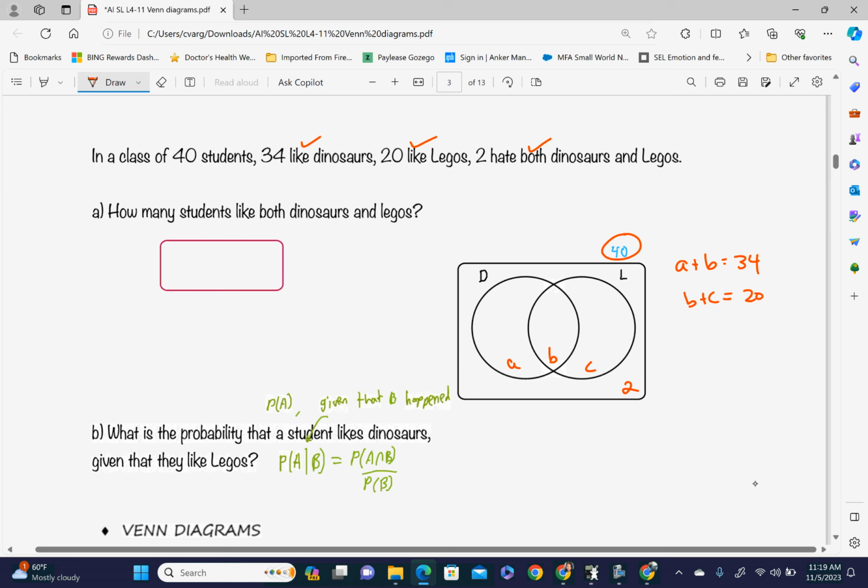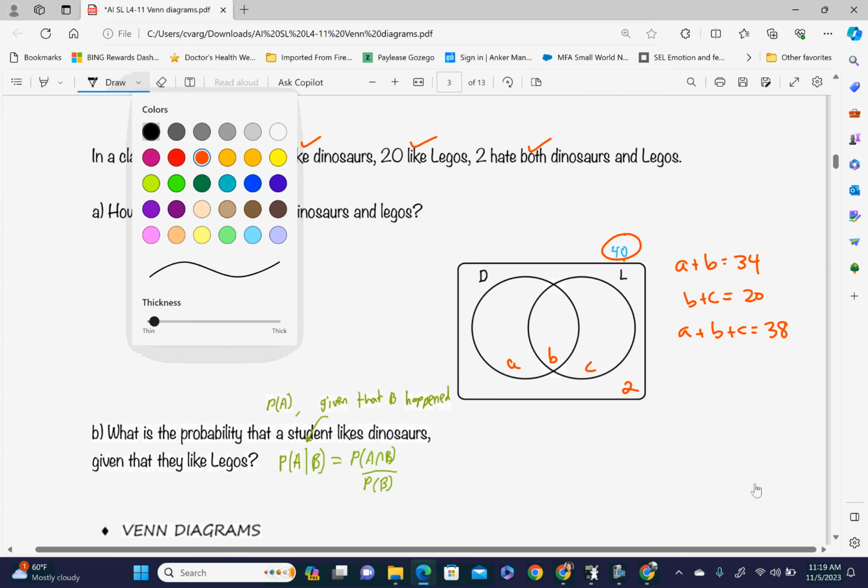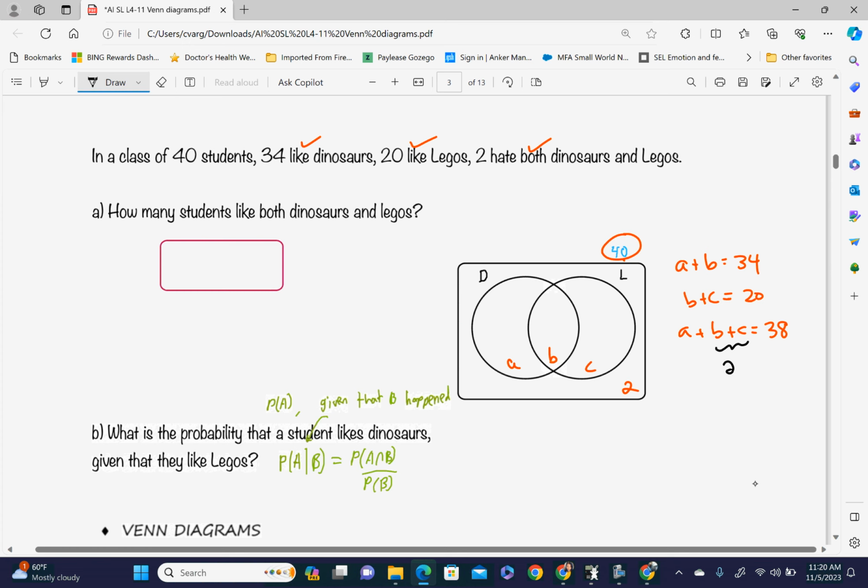Now let's see what else we know. If there's 40 altogether and two like neither dinosaurs nor Legos, then A plus B plus C is equal to 40 minus 2, which is 38. Now it's a little bit of substitution. B plus C together equals 20, so A plus 20 is equal to 38. Subtract 20 from both sides and I get A is equal to 18.